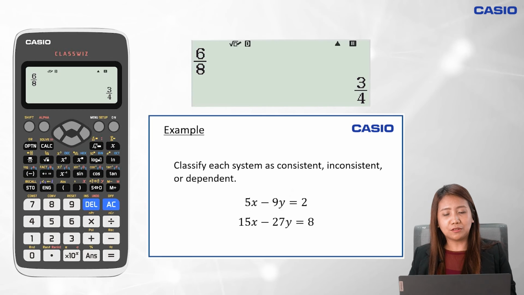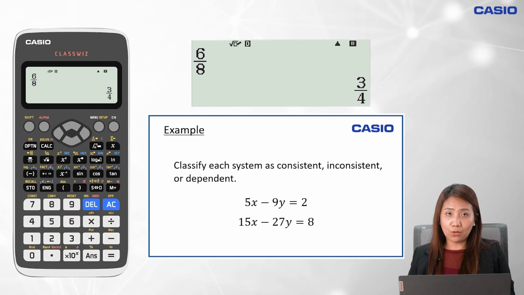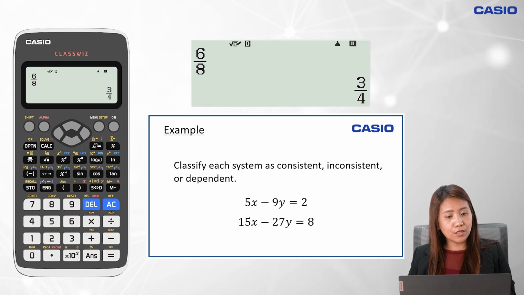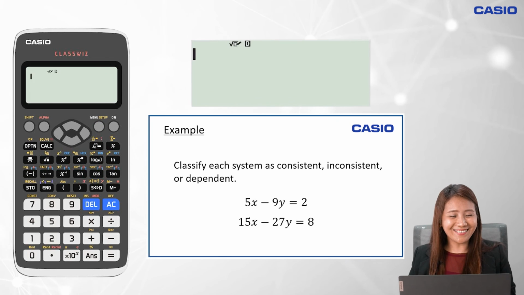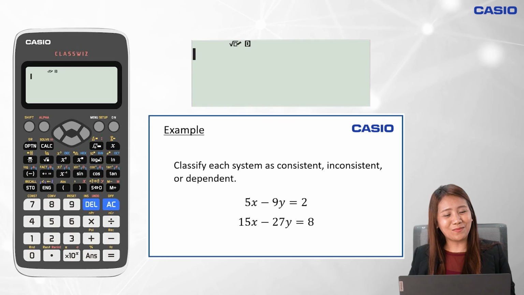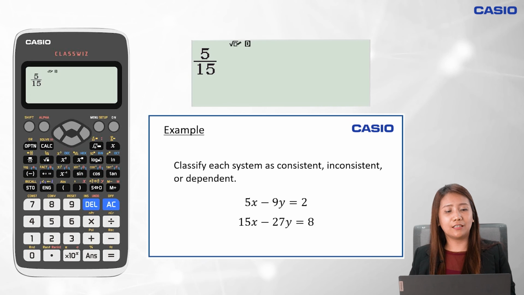Let's have another example. With the same task, we're asked to classify each system as consistent, inconsistent, or dependent. Again, let's get the ratios of the coefficient of x, coefficient of y, and the constant term. So let's start. Again, using our CASIO ClassWiz, we click on Menu 1. We get the ratio of the coefficient of x starting with 5, fraction key, and then 15 for the denominator. Arrow right, we have alpha integral for colon.